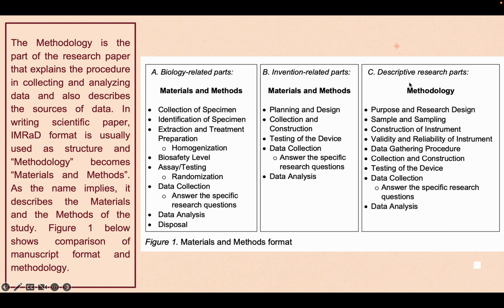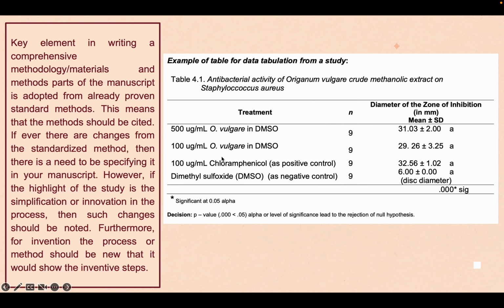Next, descriptive research. If you are doing descriptive studies, you will have purpose and research design, sampling and sample, construction of instrument, validity and reliability of instrument, data gathering procedure, collection and construction, testing the device, data collection and specific research questions, data analysis. Okay? So those were the manuscript for different types of studies. Let us proceed with this table here.